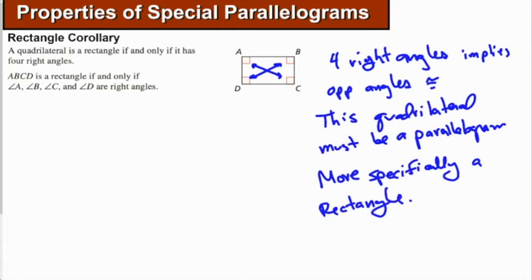And we always want the more specific answer, the more precise answer. Yes, it is a parallelogram, but we want the more specific answer, say that it is a rectangle. Or in our last example, yes, it is a parallelogram, but more specifically, it was a rhombus.